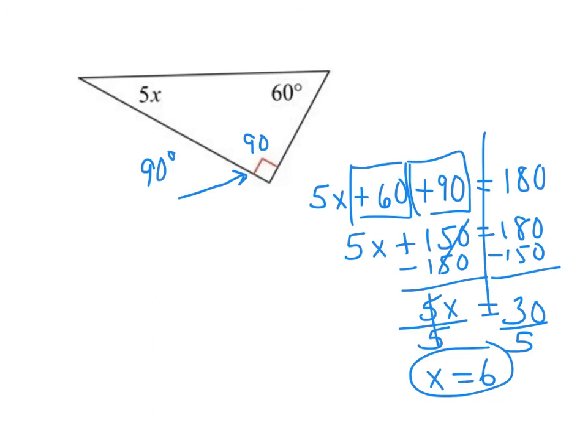And again, you could go back up here, and it says that angle is 5 times x. Our x is 6, so 5 times 6 is actually going to give us 30 degrees. So let's check. If this is 30, 30 plus 60 is 90, and 90 plus 90 is 180. So we are good to go on that.